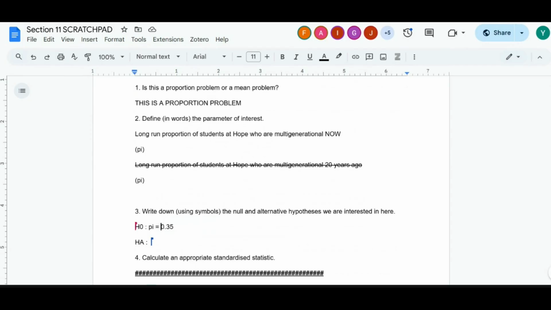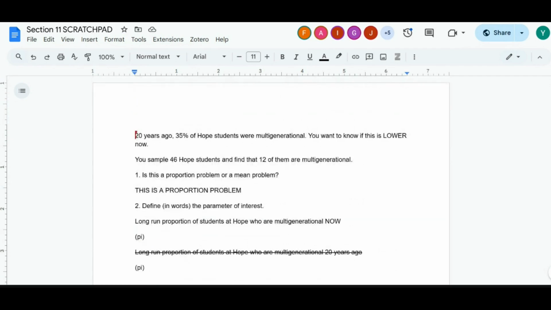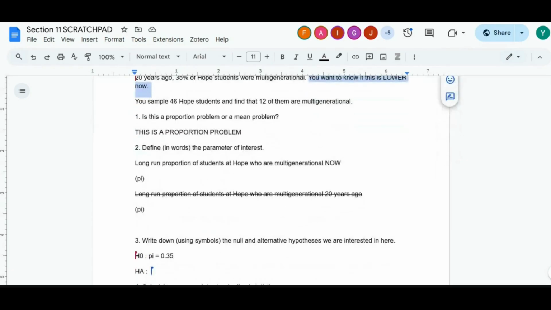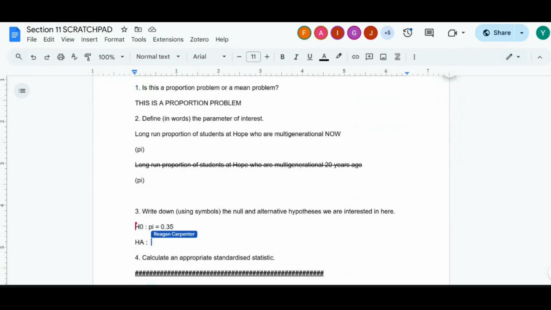Don't confuse the observed statistic with status quo. Status quo is, see, the hint is this. Read the question. You want to know if this is lower now, which means actually I'm giving you the alternative first. Do you know what the alternative is? Can you write down the alternative? You want to see if the proportion multi-generational now, is it lower now? Which means I'm actually telling you in not so many words that the alternative is pi less than 0.35. That's excellent.